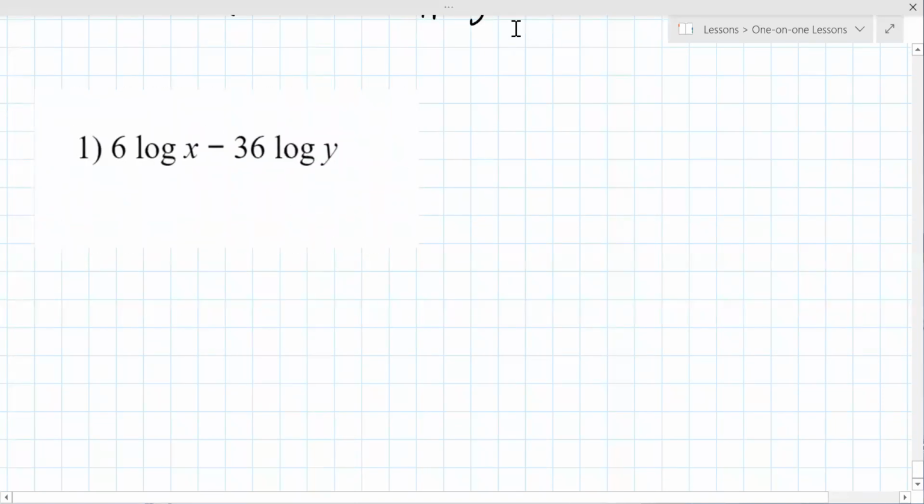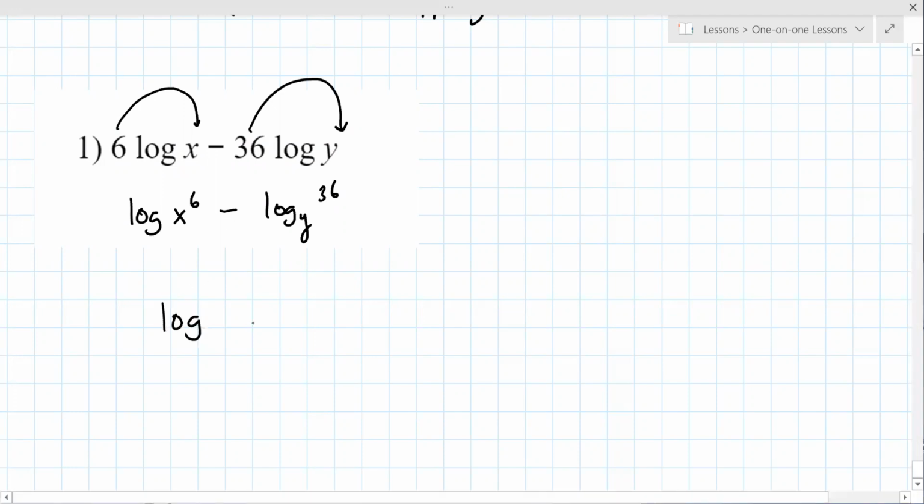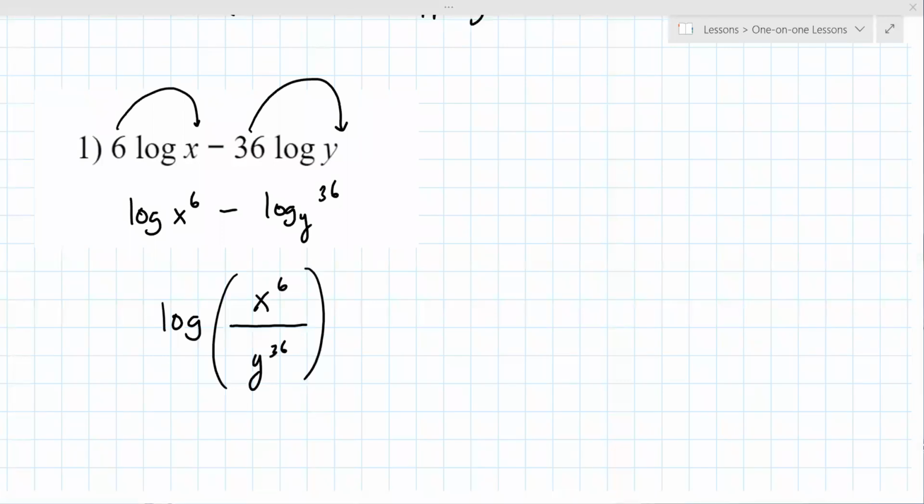So for this one, you're going to bring the number in front to become an exponent. So this becomes log base x of 6 minus log base y of 36. Now you can combine this because it's subtraction. This becomes log of x to the 6th over y to the 36th. And that should be it for that one, right? When you get down to a single log, you know you're done. Perfect. So let's go to number 2.